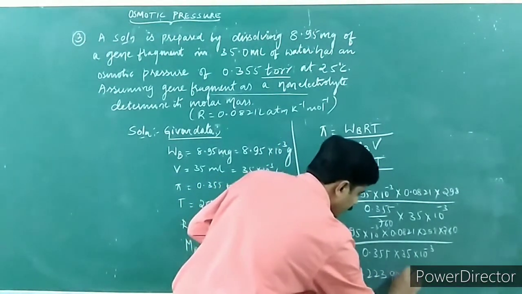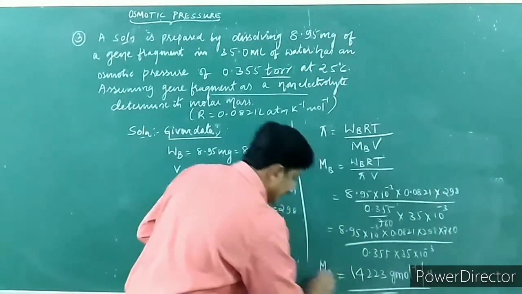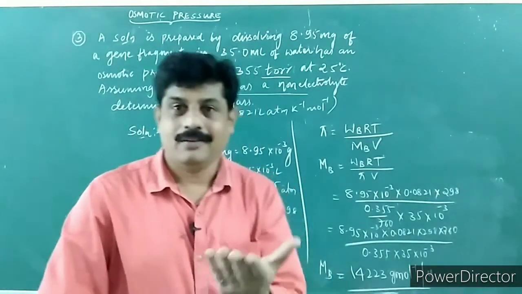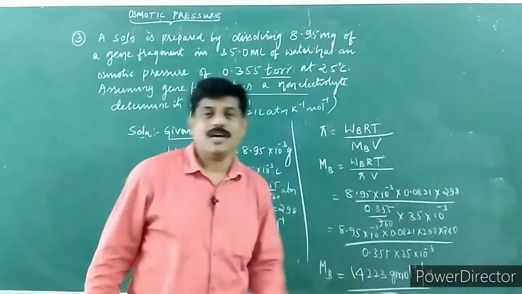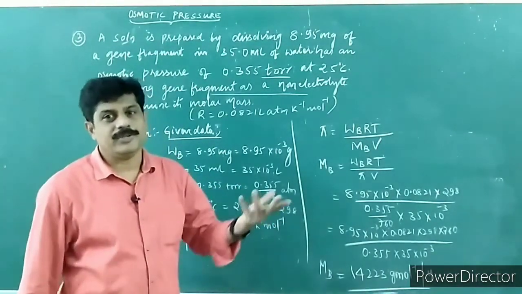14,223 gram per mole or unified mass. So that is why I said, as it is a gene which is protein, you are going to get a huge molar mass. Children, you can also write 1.42 into 10 to the power 4.